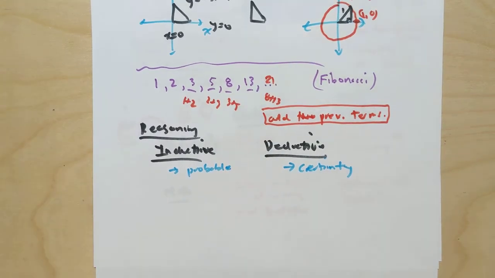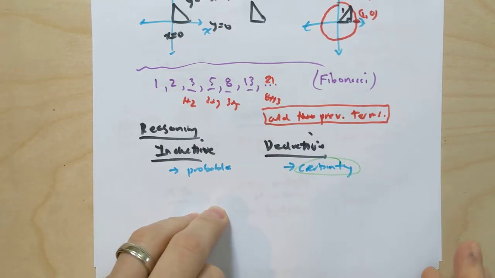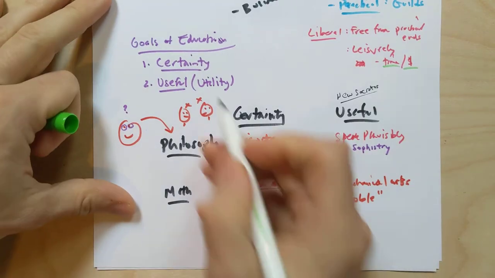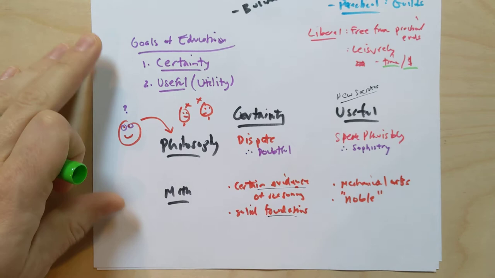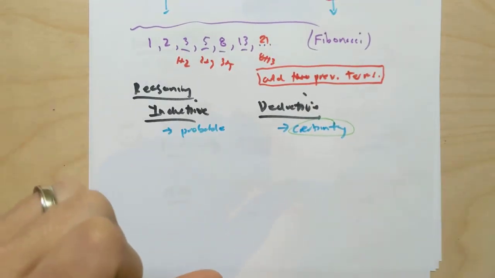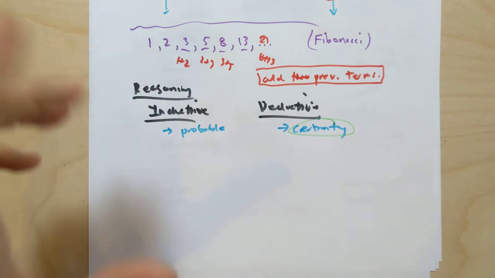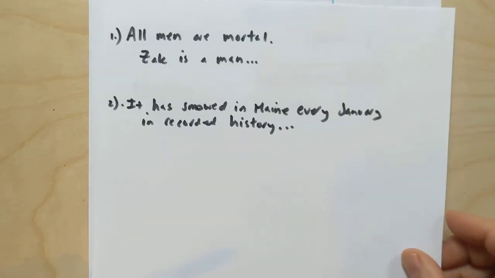And so which type of reasoning do you think Descartes is really going to love for us? As you can imagine, he's going to love certainty. He wants us to have certainty. Remember, his fundamental goals of education were certainty and usefulness. So Descartes is going to want us to have certain reasoning, right? And so deductive reasoning is like that. All right, now I just talked about deductive reasoning in terms of mathematics. Let's see some deductive reasoning just in terms of more logical statements.